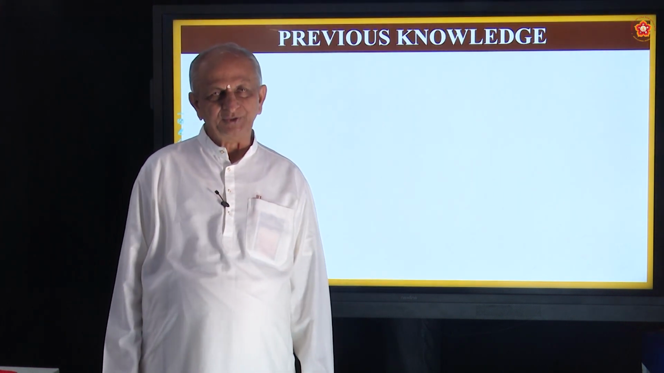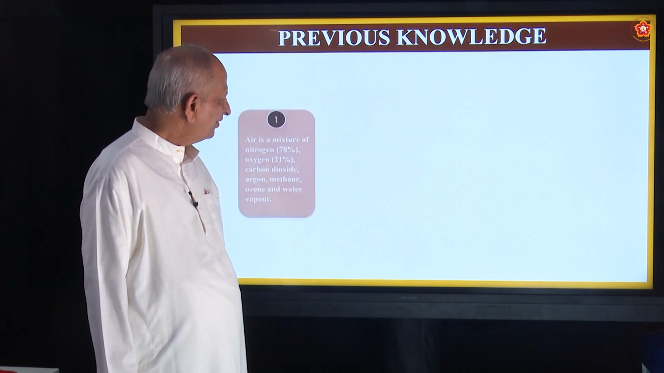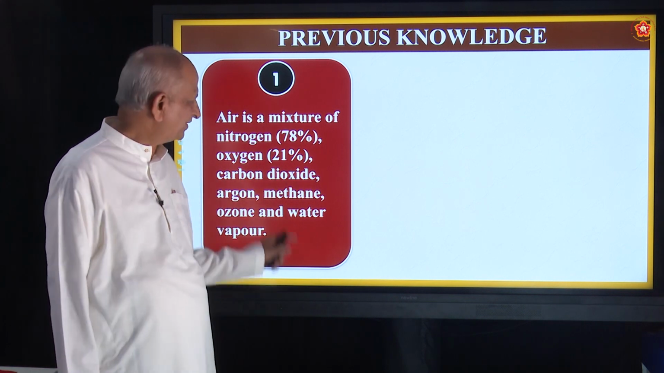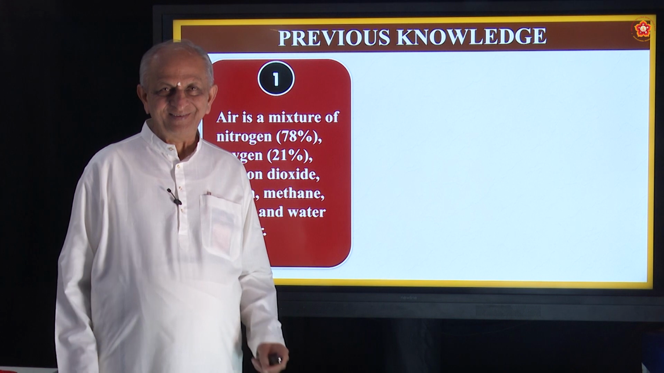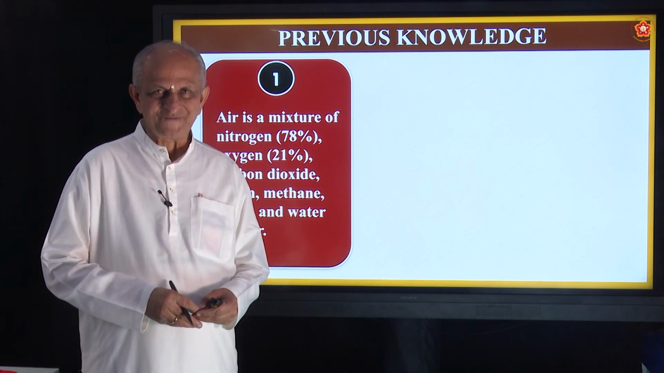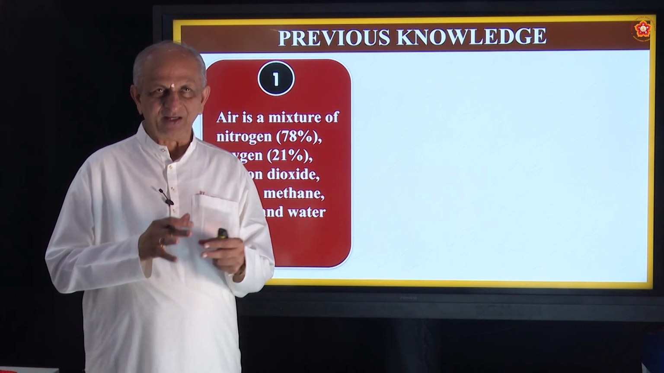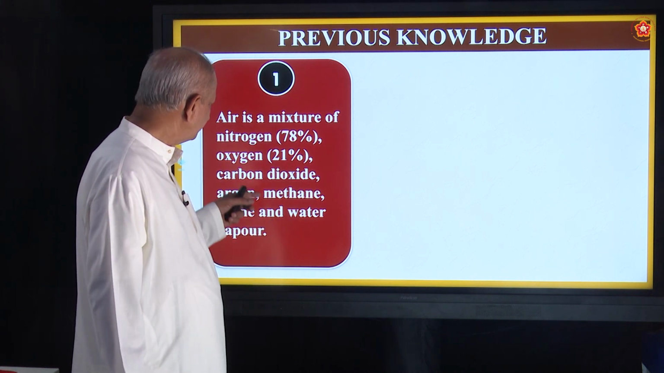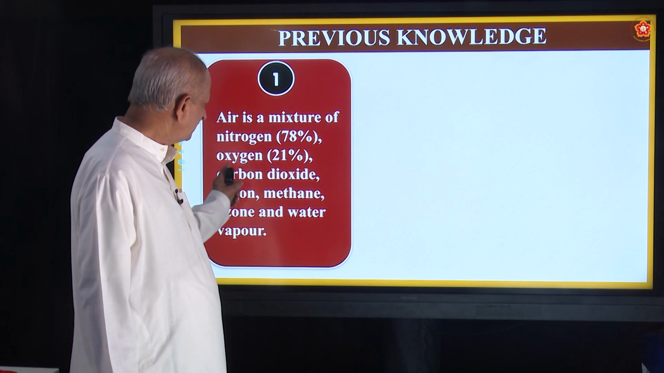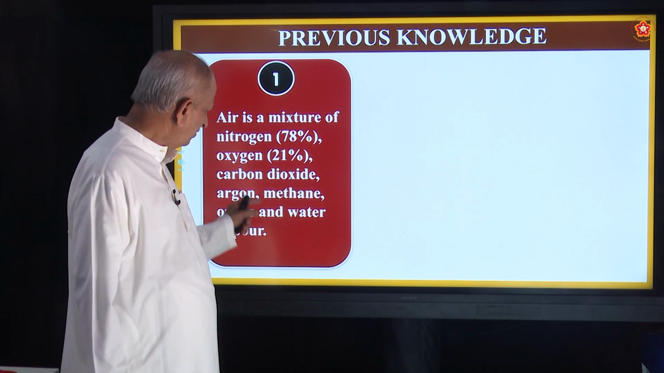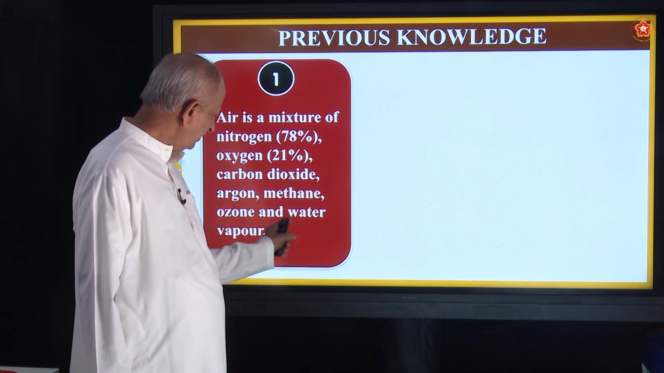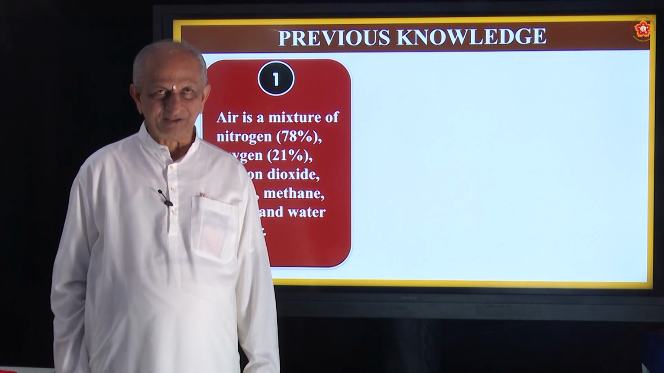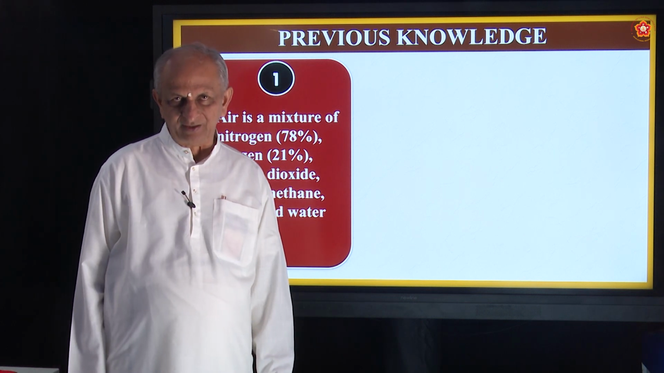Before you come into today's topic, let us recall what all you know about air. All of you have seen in your previous classes that air is a mixture. What is a mixture? Not the mixture you eat, of course that also is a mixture. Here mixture means the components are not composed in a definite proportion. For example, air consists of nitrogen 78%, oxygen 21%, and the remaining 1% we have carbon dioxide, argon, methane, ozone and water vapor, and also some dust particles. So, air is a mixture because all these contents are not in a fixed proportion, okay.